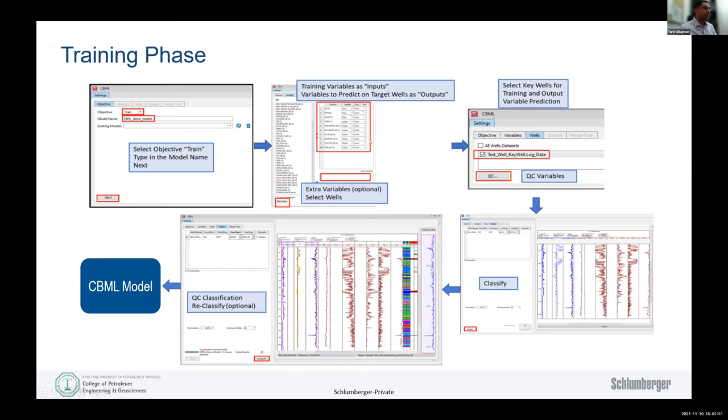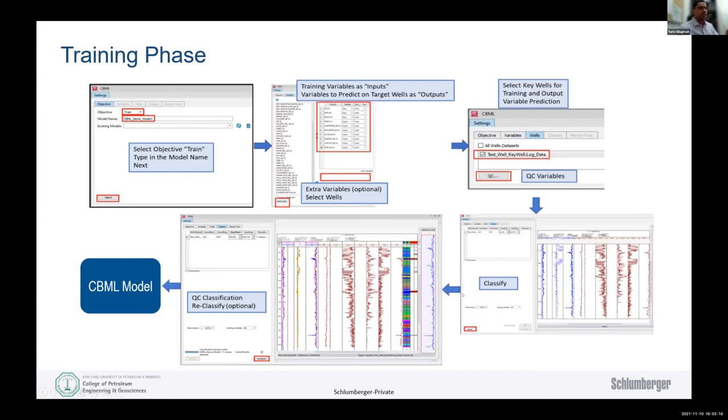Once the selection is done, we go into selecting the well or the wells that we want to use for training. We can QC the input and the output that we picked from the selected wells, and they are shown as logs, as we can see on the log view here. This is just a quick QC method before actually running the training. And then the last step in the training step is the classification.